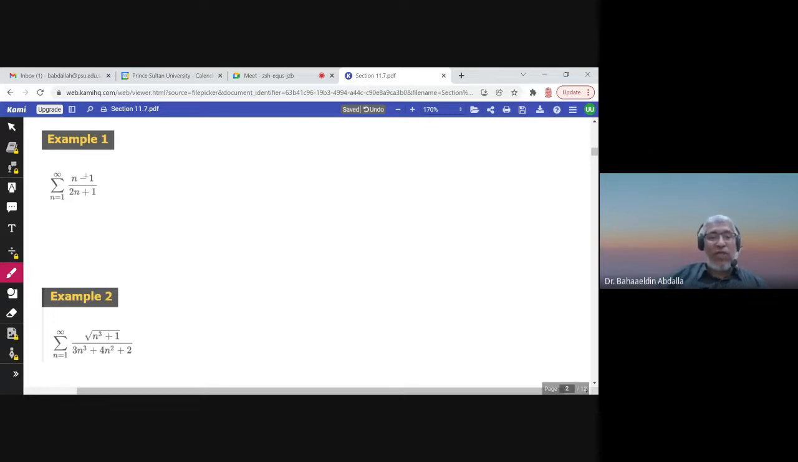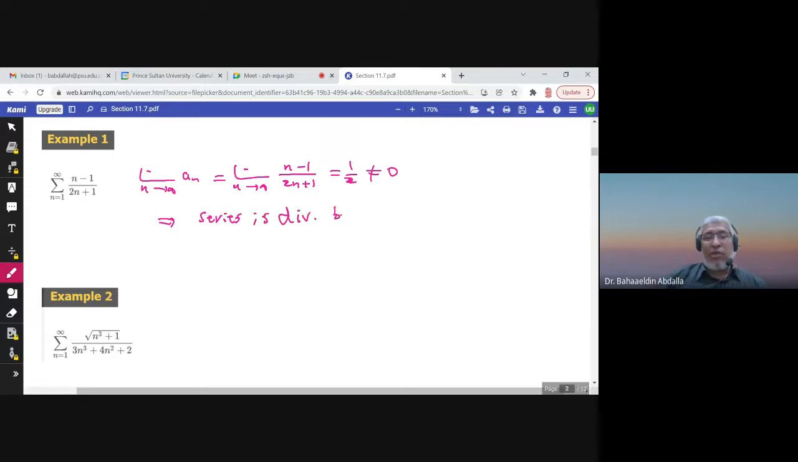If you first think of the limit of an when n approaches infinity, you will find that the limit of n minus 1 over 2n plus 1 when n approaches infinity, if you take the highest power, is one half. And one half is not equal to 0. So the series is divergent by the test for divergence immediately.